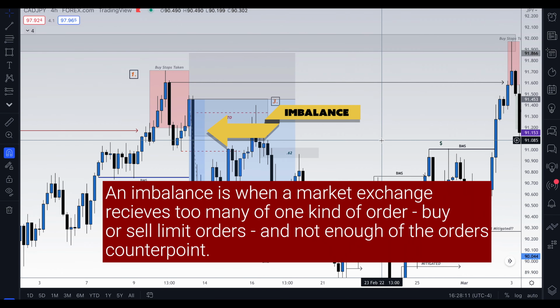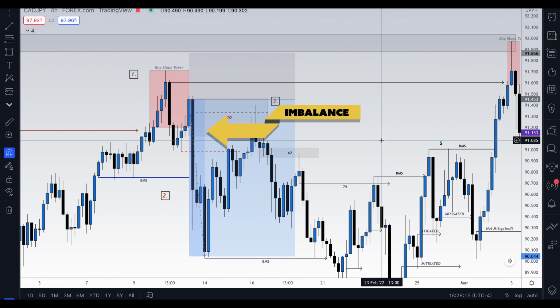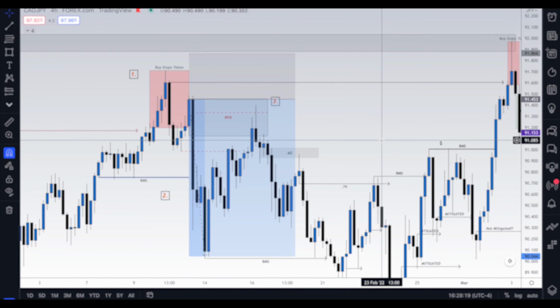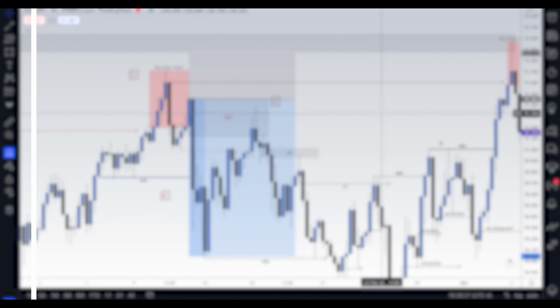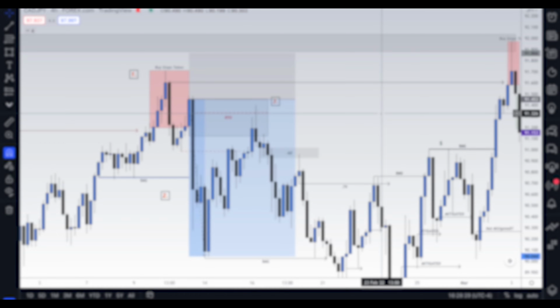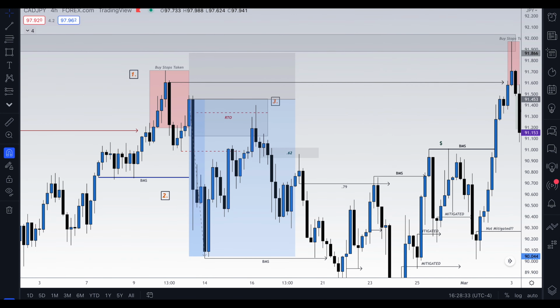Third, you have to wait patiently for price action to return to the area where that imbalance started from. We call this your point of interest, or POI for short. This is the level where you'll hunt your entries. So for illustration purposes, let's look at these examples.